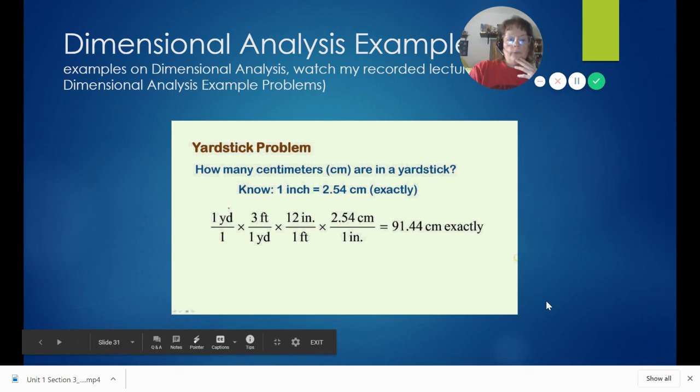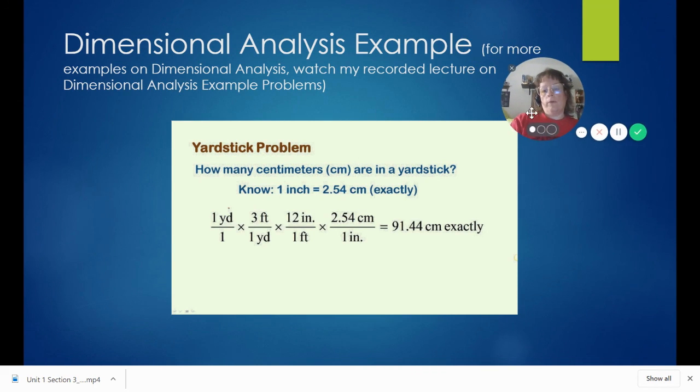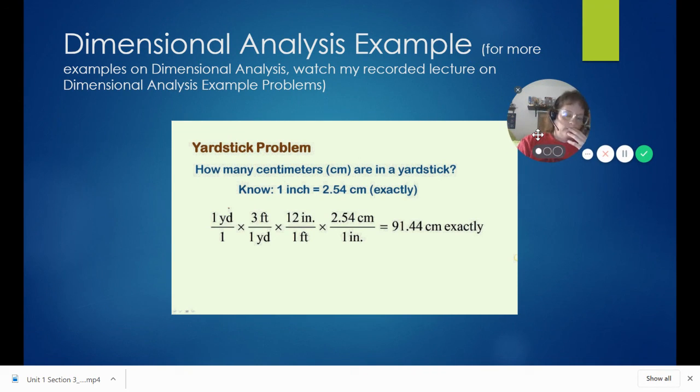Here's another example, and there is a video on some more dimensional analysis examples if you need practice. This one says how many centimeters are in a yardstick, and it's given that 1 inch is equal to 2.54 centimeters. Kind of the same thing we just did. So you're given a yard and you want to find out how many centimeters. This one's a little more involved because we got to cancel out yards. So how do we do that? How many feet in a yard? There's 3 feet in the yard.